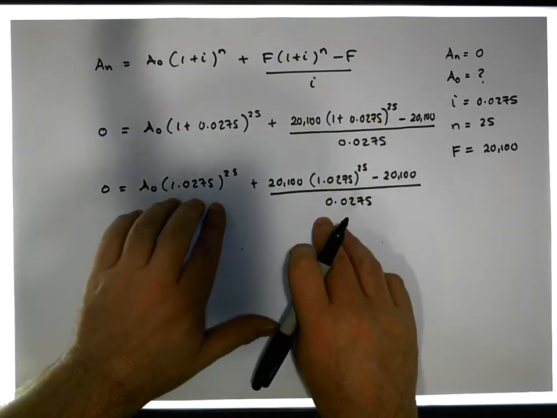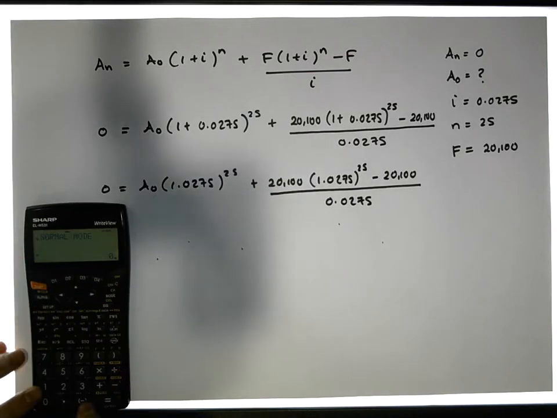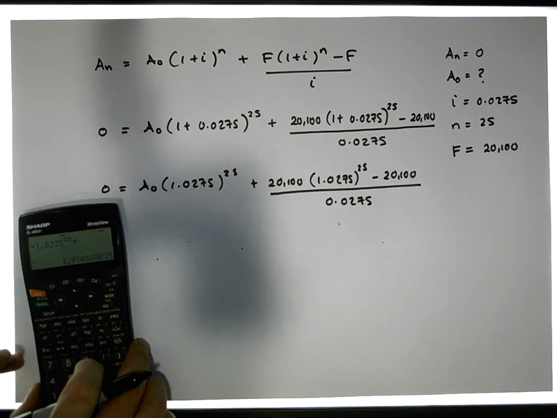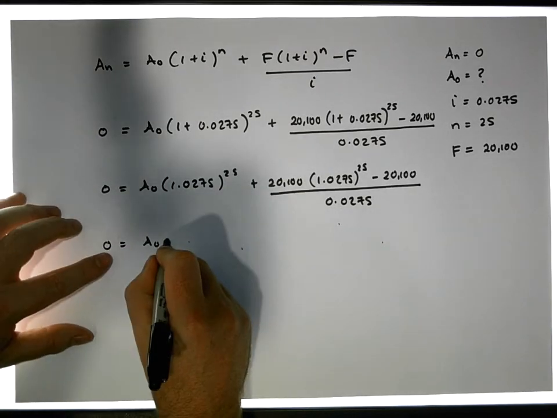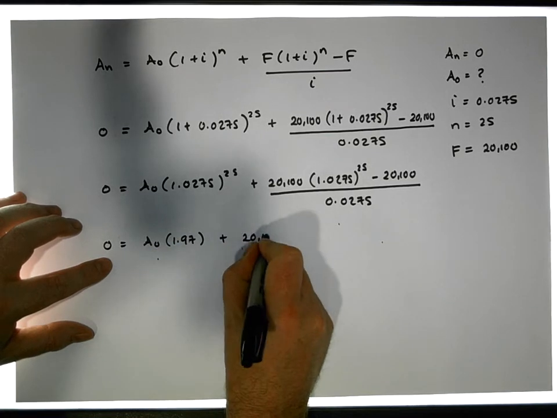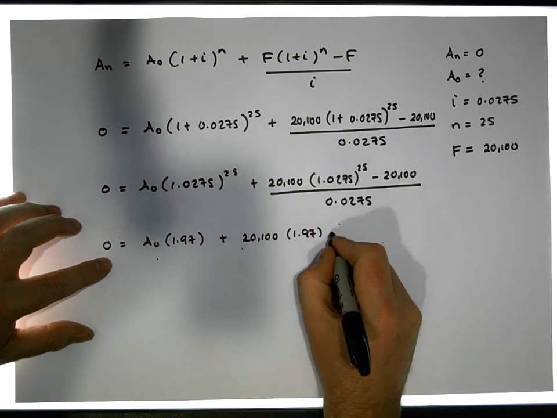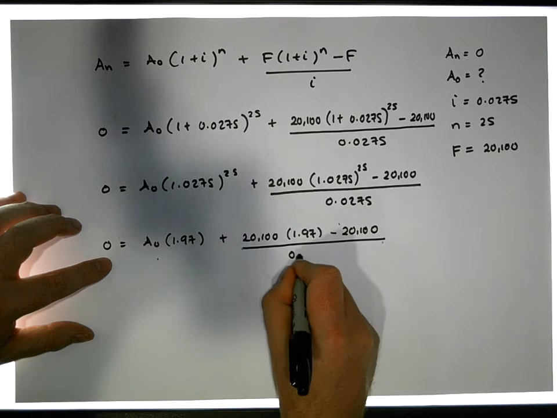Let's actually figure out what this term is here, because it actually appears twice. So let's do this on the calculator. So we have 1.0275 raised to the power of 25 gives us a value of about 1.97. Okay, so let's use that. So now what we know is that 0 must be equal to a0 times 1.97, plus 20,100 euros times 1.97, because we just calculated that here, minus 20,100 euros divided by our interest rate, which is 0.0275.